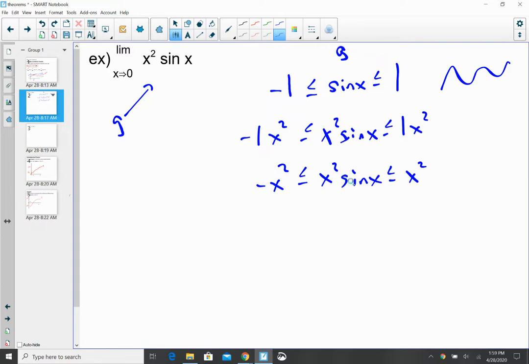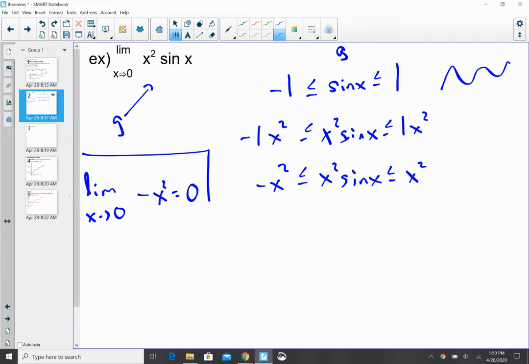Now, I don't know much about this guy, but I do know a heck of a lot about these guys. And I can find the limits of those two. And that's what I'm going to look to do right now. So I'm going to take the limit as x approaches 0 of -x squared. And when you plug in the 0 into that, you get -0 squared, also known as 0.